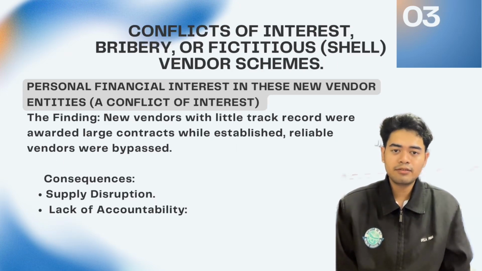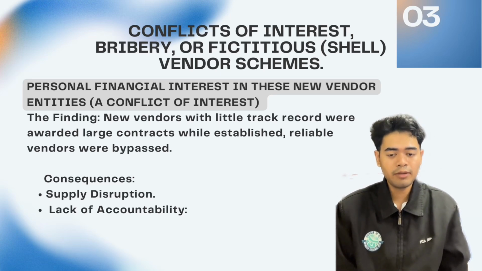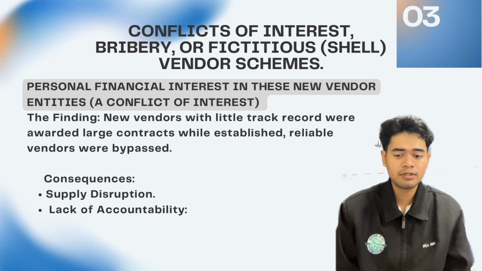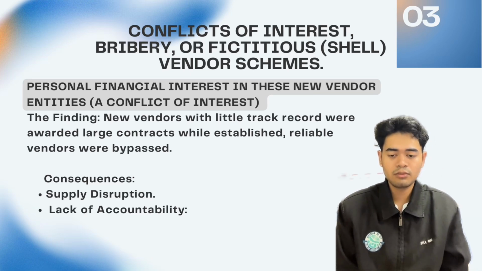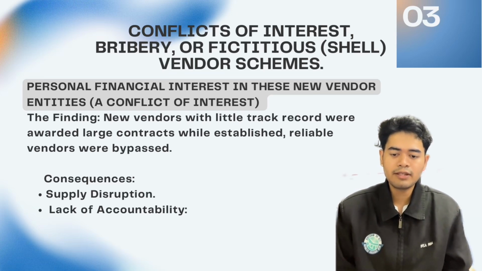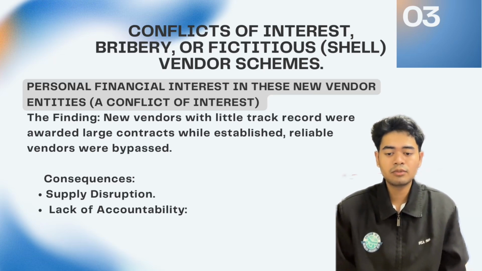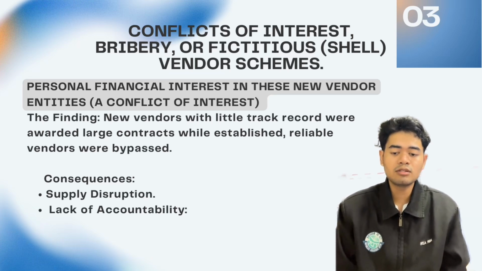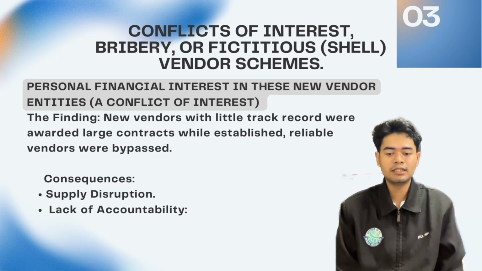And lastly, the risk of the expenditure cycle is the risk of conflict of interest, bribery or fictitious vendor schemes. It is the personal financial interest in these new vendor entities which concludes to a conflict of interest. In this case, we find that new vendors with little track record were awarded large contracts while established, reliable vendors were bypassed. This can lead to consequences of supply disruption and lack of accountability.